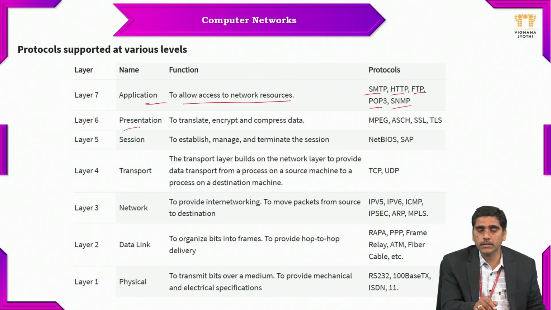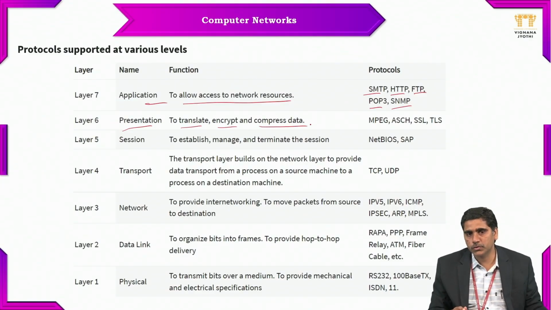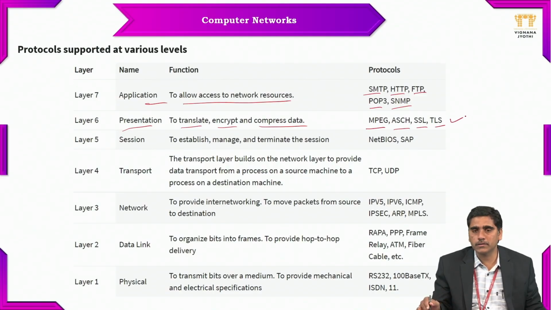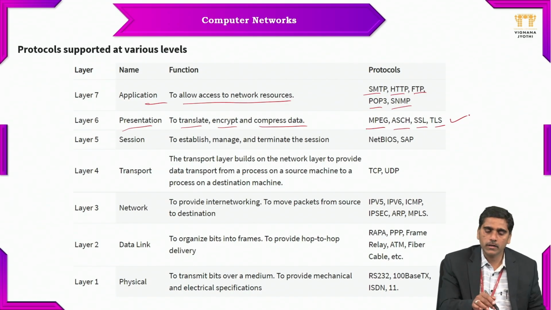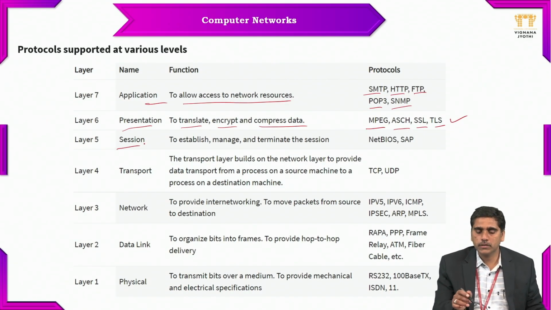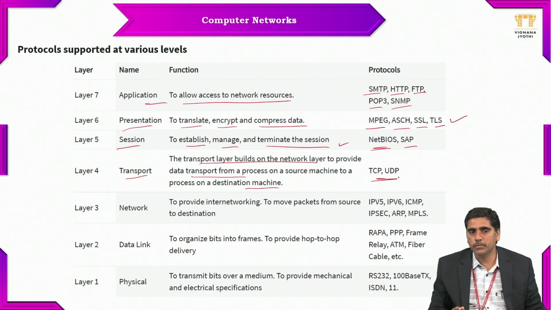In layer 6, the presentation layer, it translates, encrypts and compresses the data. So it works like a translator, and the protocols are MPEG, ASCII, SSL and TLS. And layer 5 is the session layer. It establishes, manages and terminates the session, and the protocols are NetBIOS and SAP. And layer 4, the transport layer, builds on the network layer to provide data transport from a process on a source machine to a destination machine. It uses the TCP and UDP protocols.